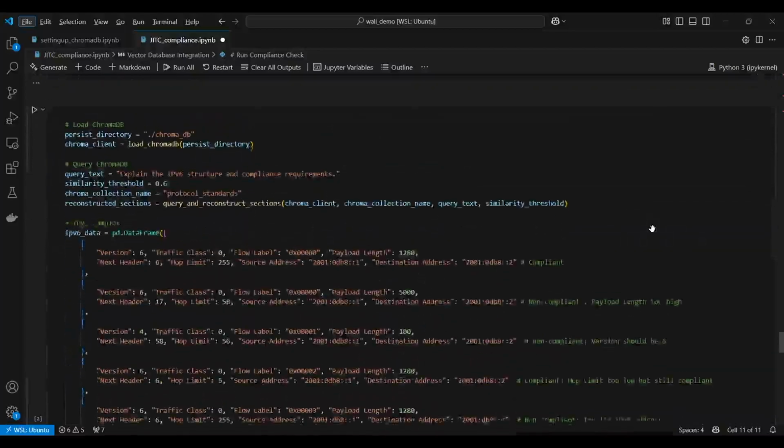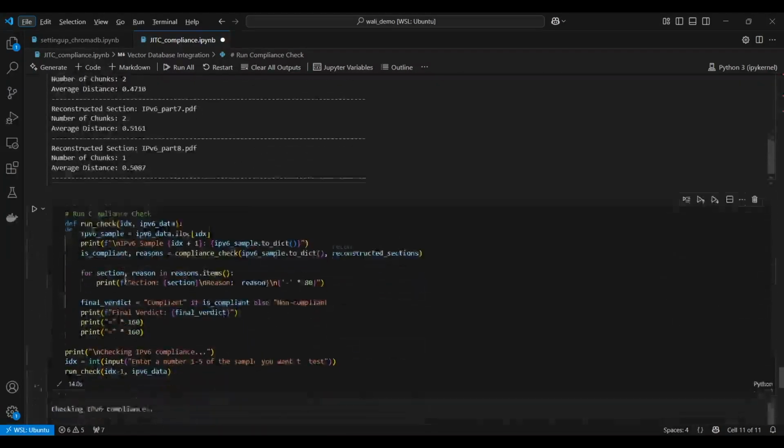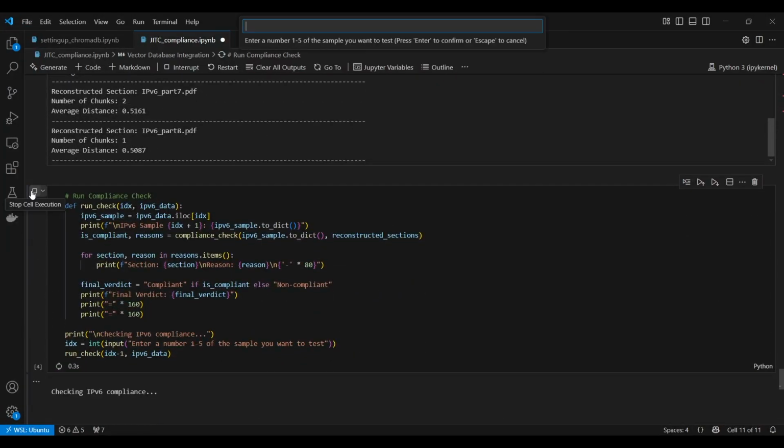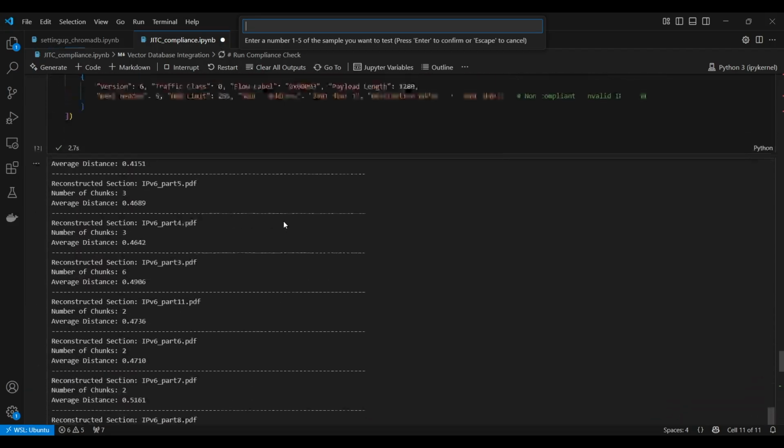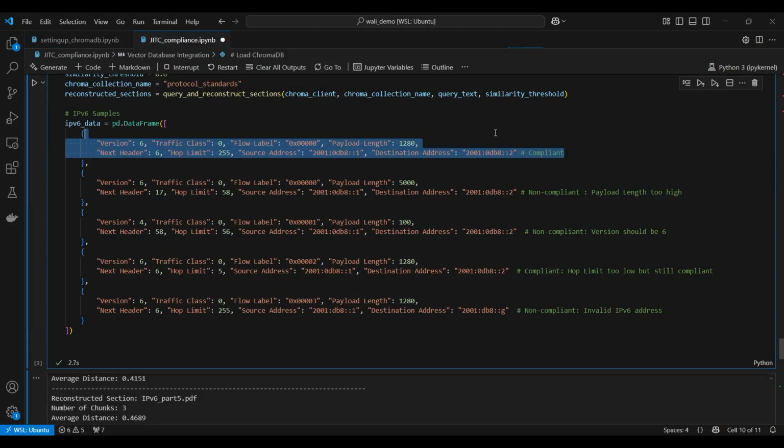Below, we have 5 test samples of IPv6 packets and their expected compliance, along with the corresponding reasoning. Now, if we run the code, we can select one of the samples. Let's start with the first sample. We expect this sample to be fully compliant. So once it finishes running, we will examine the output.